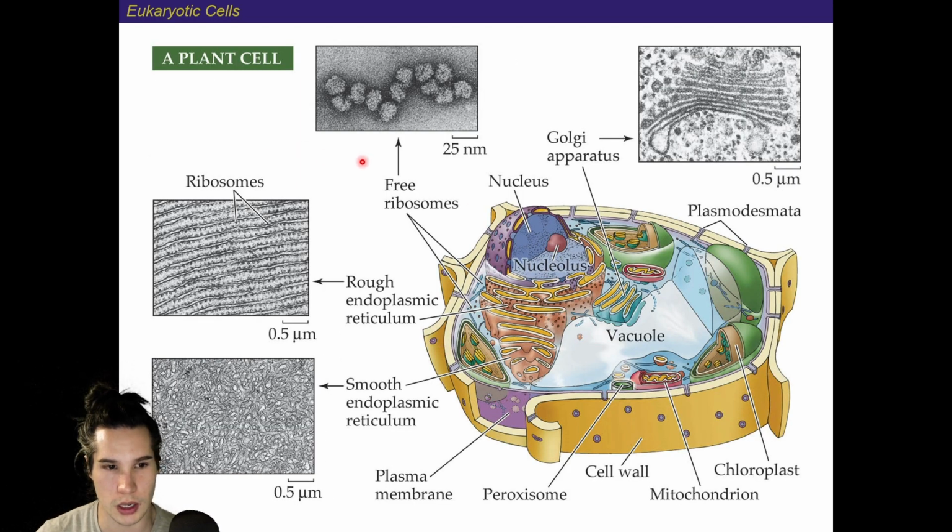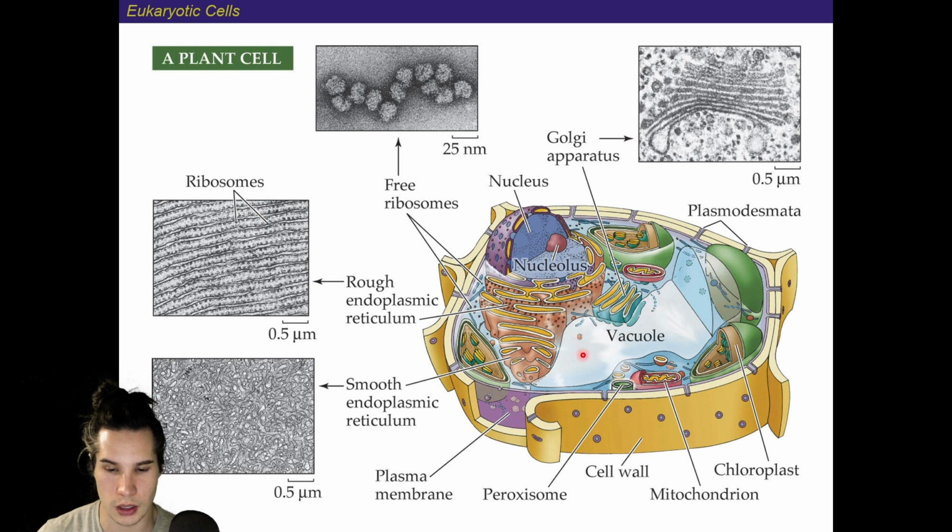Now let's look at a plant cell. Again, your rough endoplasmic reticulum is going to look pretty similar to an animal cell's rough endoplasmic reticulum. Same with the smooth endoplasmic reticulum. The Golgi, remember, that's going to be the post office in a sense, and then you've got some free ribosomes over here. You've got the vacuole, the central vacuole in this plant cell.